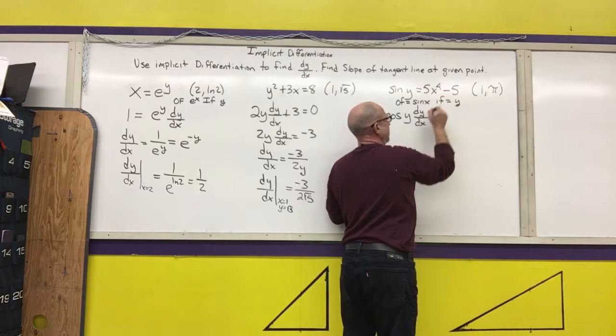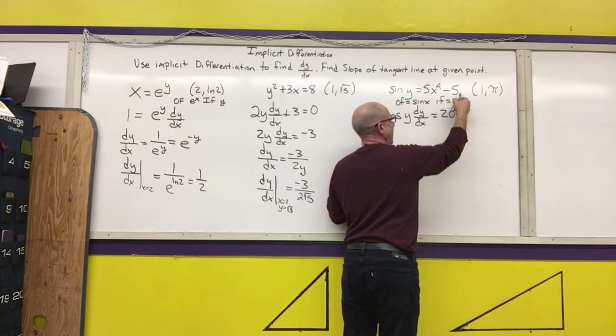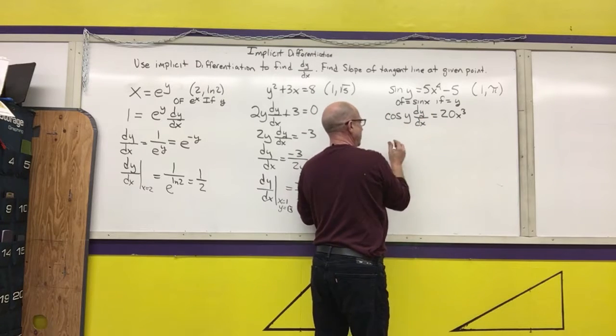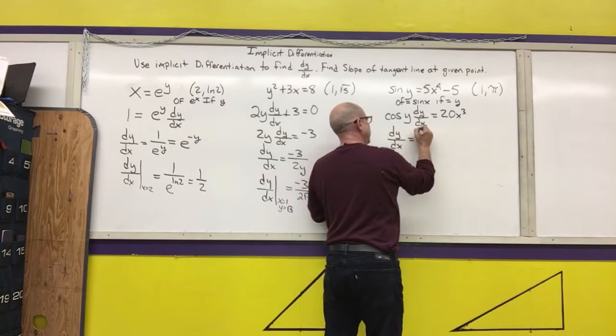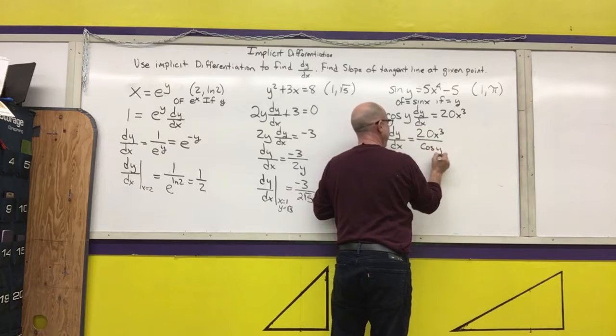Derivative of 5x to the 4th is 20x cubed. Derivative of negative 5 is 0. Solving for dy dx, I divide by cosine of y. So I get 20x cubed over cosine of y.